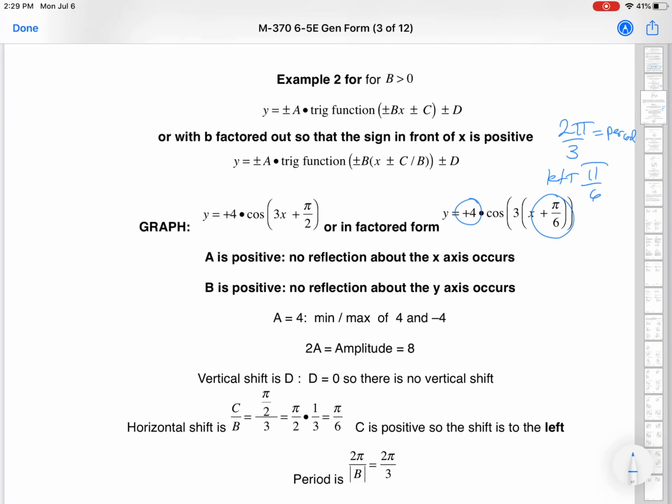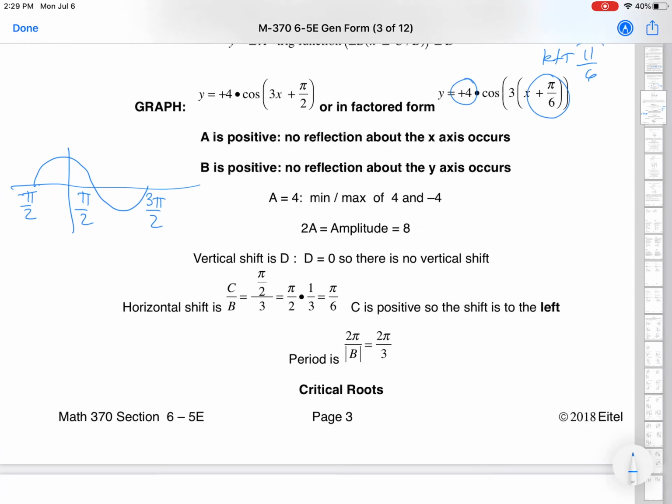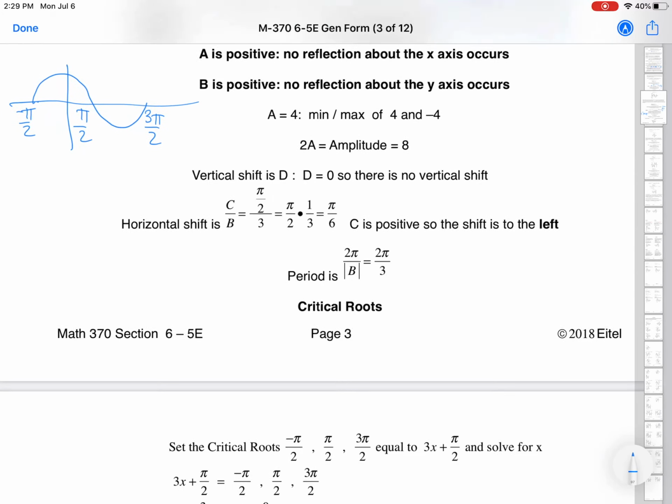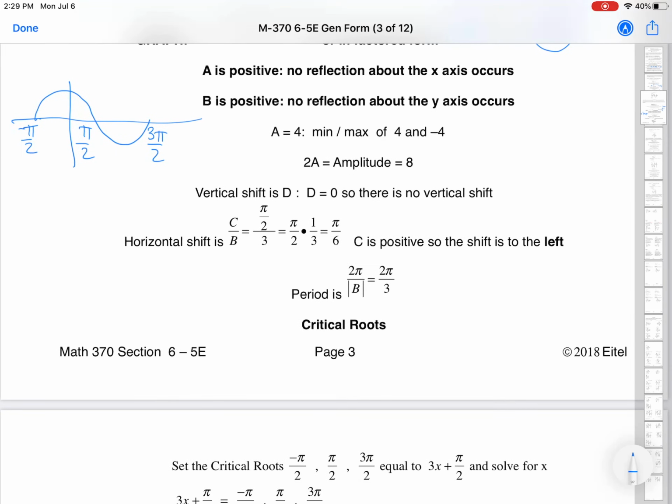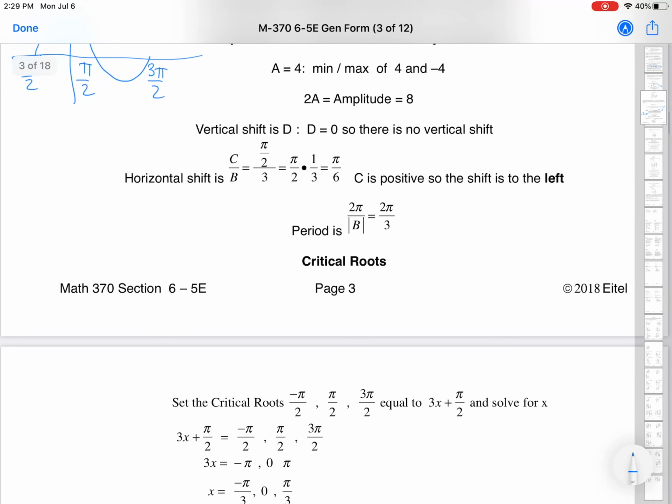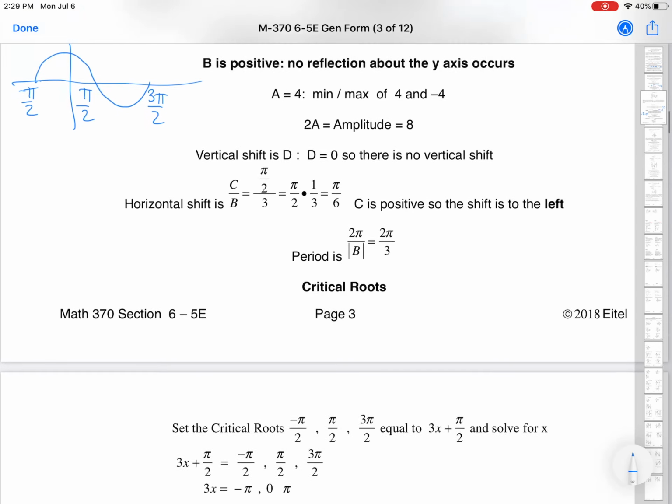So what would be good? What would be good would be for us to remember our cosine graph, because that's what's being adjusted. Our cosine graph had zeros at minus pi over 2, pi over 2, and 3 pi over 2, right? Those should be pointed out down here. And now what are we going to do? Easy. We're going to set that original 3x plus 2 equal to all that.